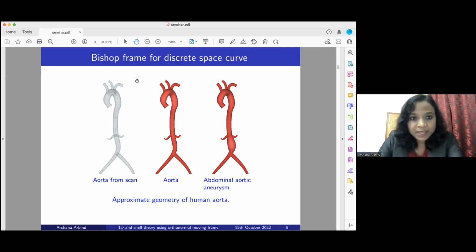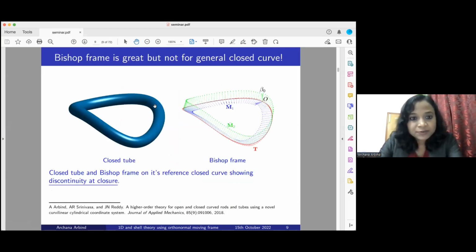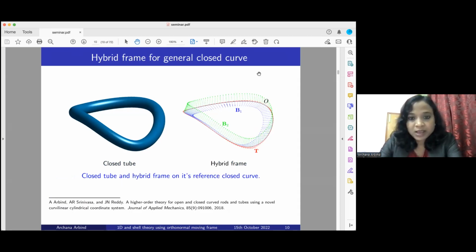But the Bishop frame has one problem: if there is a completely closed curve, there would be a discontinuity at the point of closure. So this discontinuity we want to remove, and for that purpose, we propose a new kind of frame, which is called the hybrid frame. In that, to close this gap, we gave a continuous spin to the Bishop frame along the curve and closed this curve, and then the resulting frame would be the hybrid frame. So there is no discontinuity in the hybrid frame.